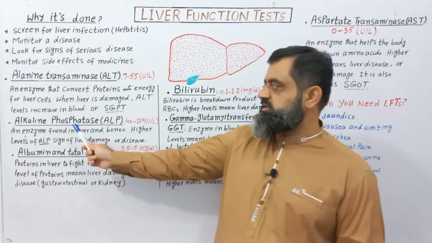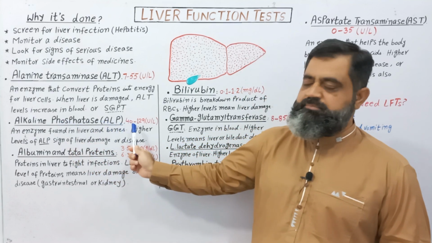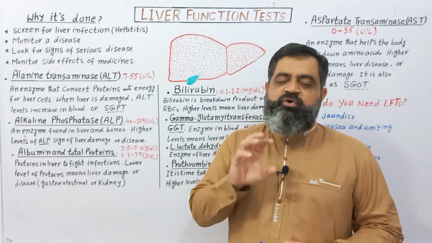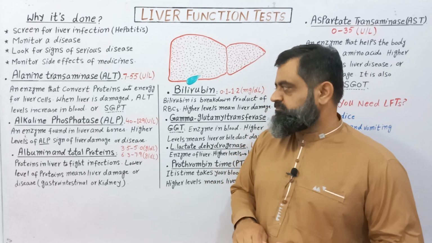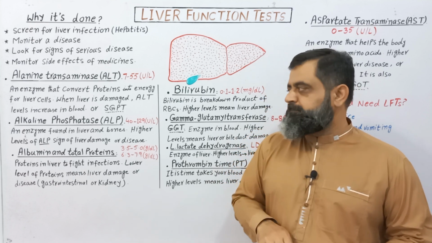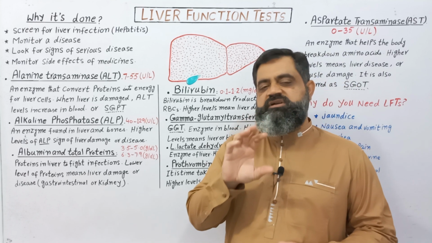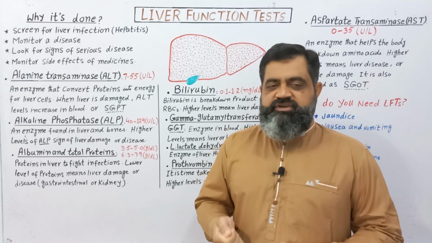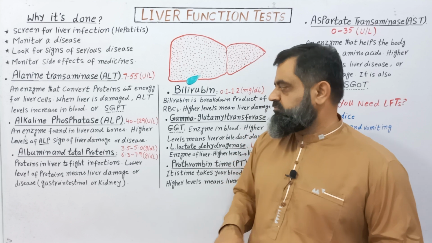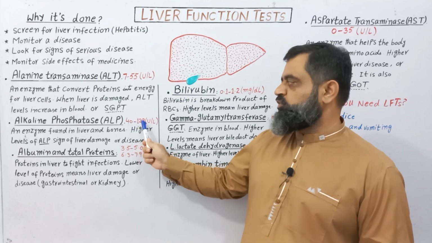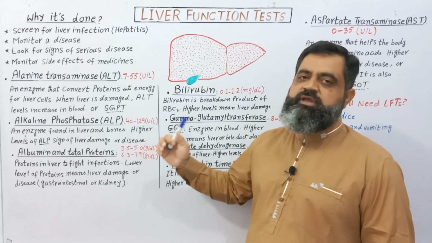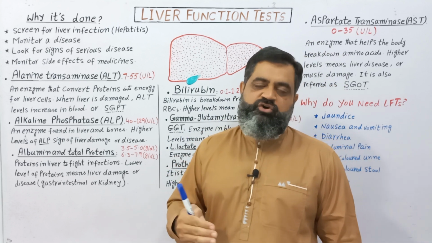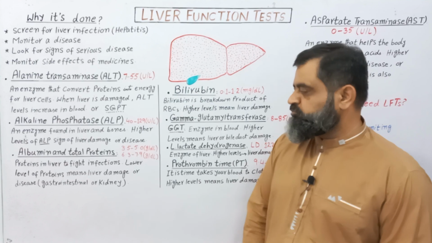The second test is alkaline phosphatase, ALP. It is also an enzyme which is found in the liver and bones. Higher levels of ALP mean there is a certain infection like typhoid, gastrointestinal infection, or liver damage. The normal value is 40 to 129 units per liter. Higher than this value is a sign of infection or liver damage.